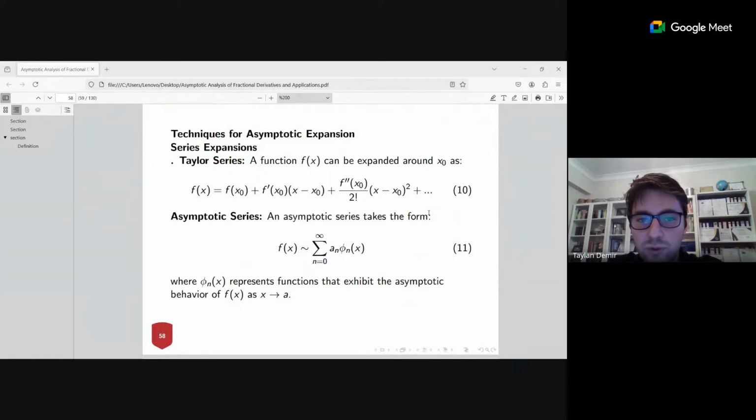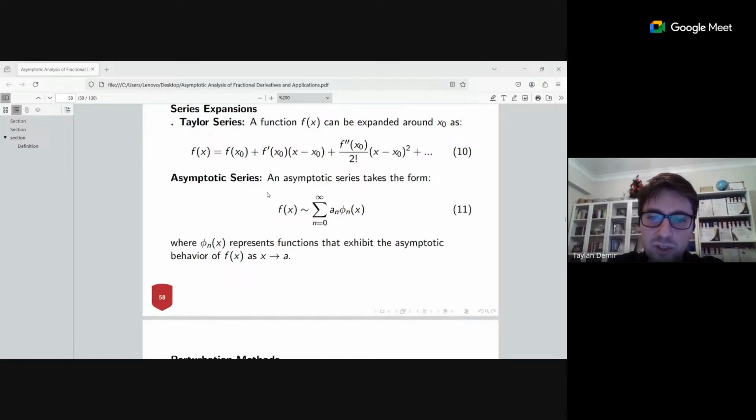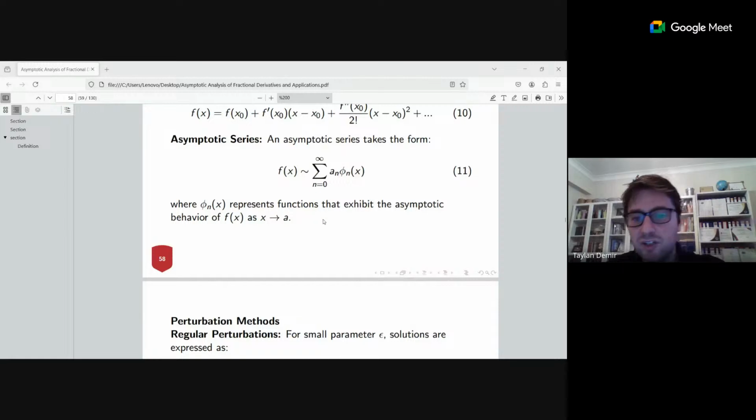Other techniques are asymptotic expansions and series expansions in my presentation. This series, or Taylor series, is an example of series expansions. A function f(x) can be expanded around x_0 in this form. And the asymptotic series is shown in the 11th equation, where phi_n represents functions that exhibit the asymptotic behavior of f(x) as x approaches a.